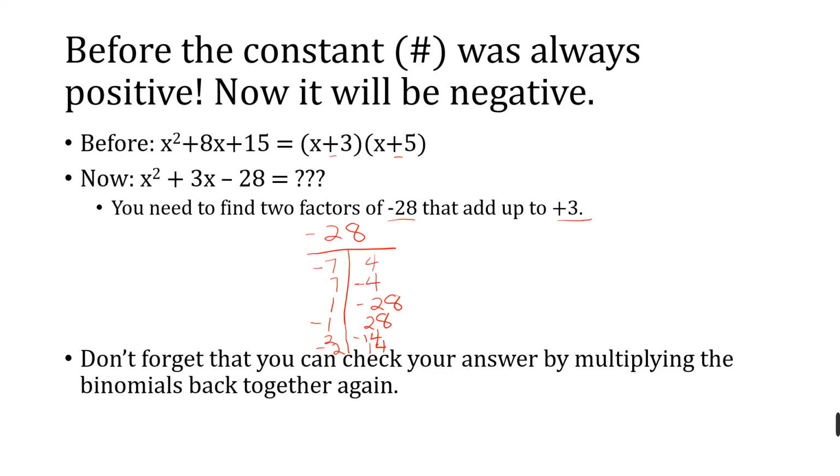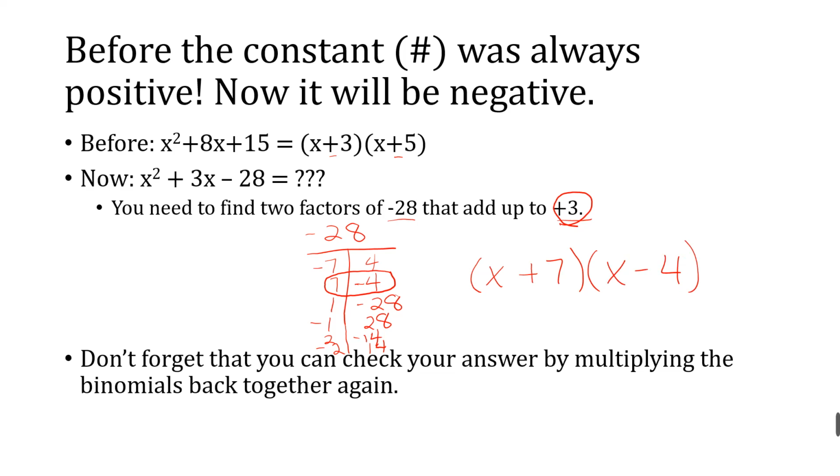And you probably have already figured out that 7 and negative 4, those 2 add up to give you a positive 3. So when we actually factor that, it looks like x plus 7, since the 7 was positive, and x minus 4. And that would be the factored form.